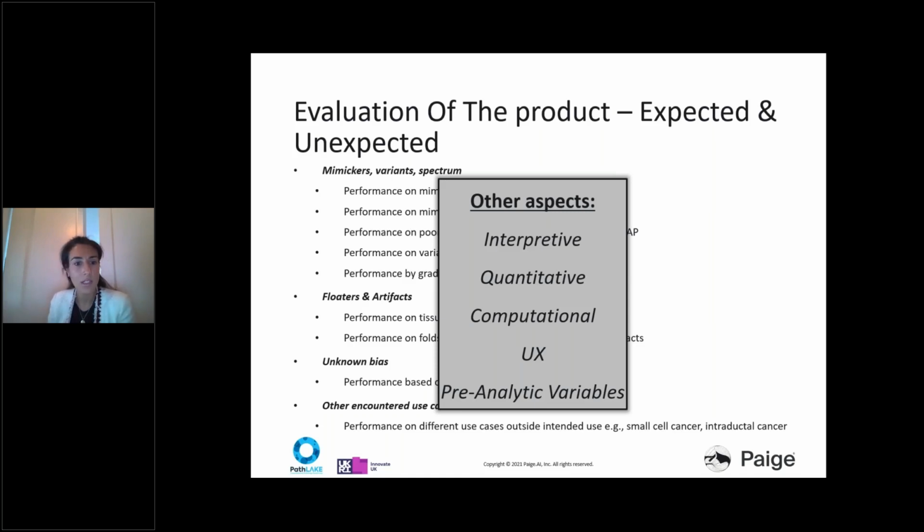Interpretive, as we think of Gleason scoring, quantitative, as we think of measurements, computational, how long does it take to visualize the results of a tool? UX, are the results presented in an understandable way, a way that I can't possibly misconstrue them, and in a way that I can evaluate them quickly and that they don't take more time than me giving the diagnosis de novo. And finally, the pre-analytic variables, as I touched on. How does the slide quality and the scan of the slide impact how the algorithm will produce results?